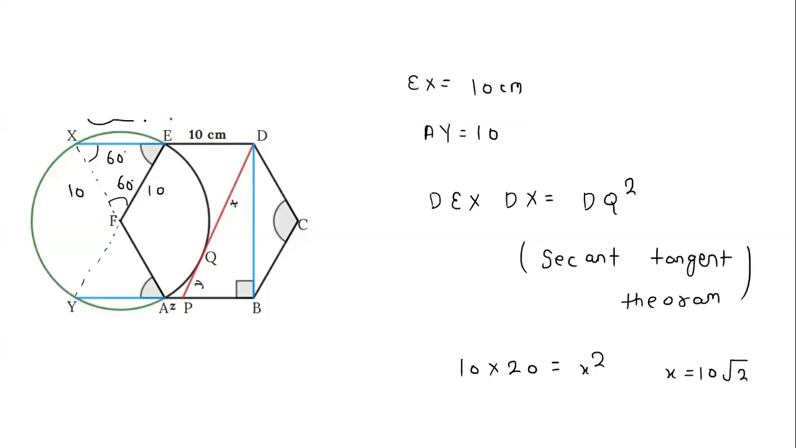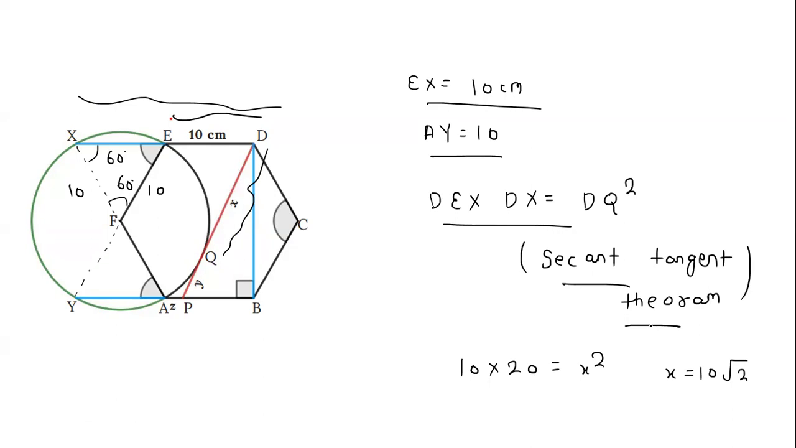In this figure we can see that this EX length will come out to be 10, this AY length will also be 10, and these two are equilateral triangles. Now let's move further. So if you see, this DE multiplied by this DX is equal to this DQ square. So this is the second tangent theorem, so we can apply that here.